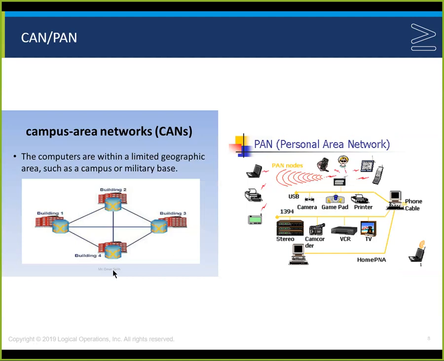Some images here, and I'm big on pictures because, again, I'm kind of dense, but nothing really magic about it. Try to do illustrations. Sometimes they work, sometimes they don't work. But the campus area network is a limited geographic area, campus, military base, something like that. And you notice here it's got different buildings that are now connected together. We're going to have some kind of media to do that.